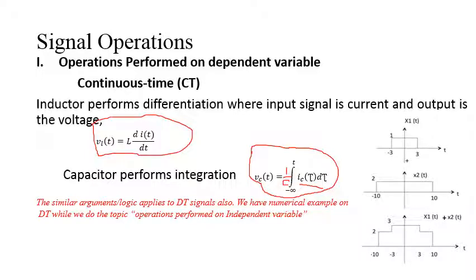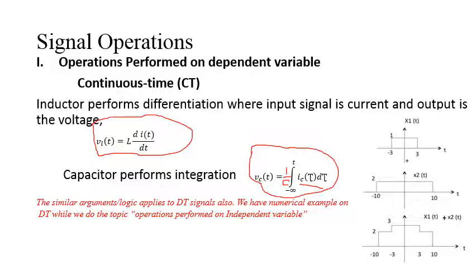Again, from minus 10 up to minus 3, this signal is 0, whereas this signal is 2. So 2 plus 0 will be equal to 2. That means from minus 10 up to minus 3, the resulting signal will be 2. Again, from minus 3 up to 3, this signal is 1, whereas this signal is 2. So 2 plus 1 is 3. That means from minus 3 up to 3, this signal will have a value of 3.